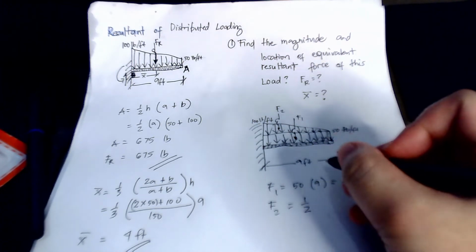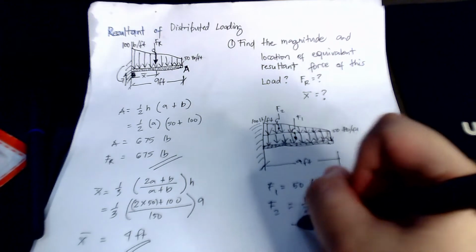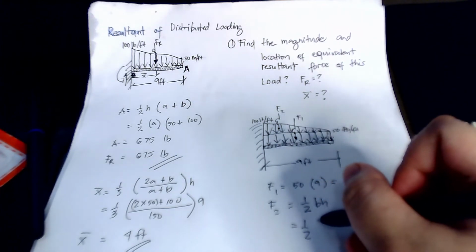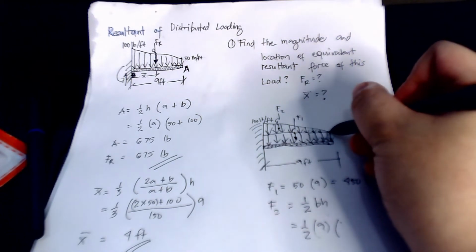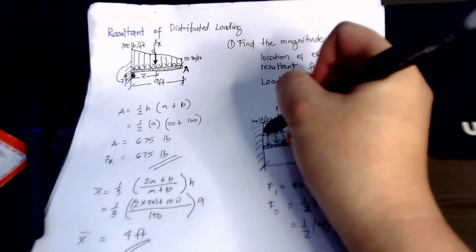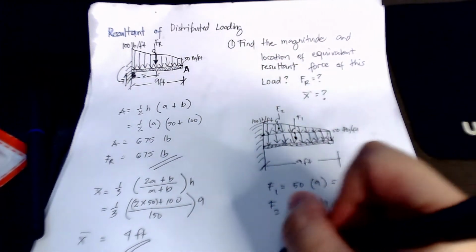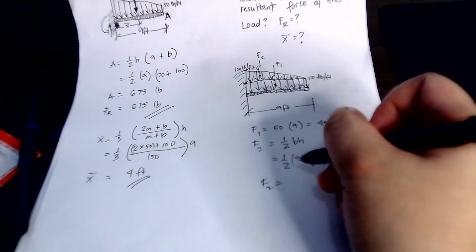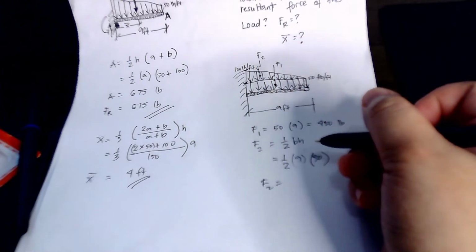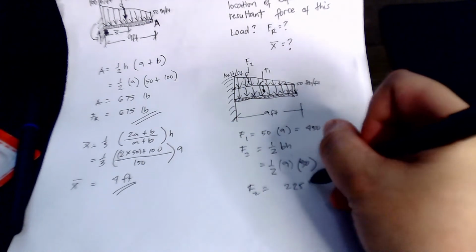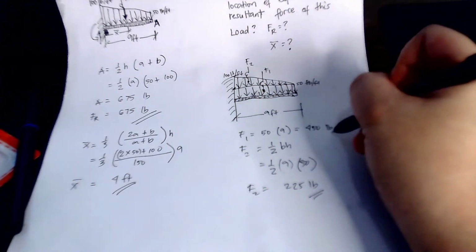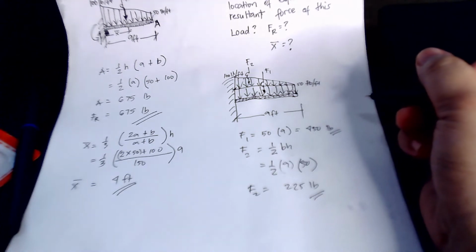Your F2, you have a triangle, 1/2 BH, diba? 1/2 base is equal to 9 feet times your height, 100 minus 50, so this one is also 50. So F2 is equal to, get your calculator, 225 pounds. So you have F1 and your F2.